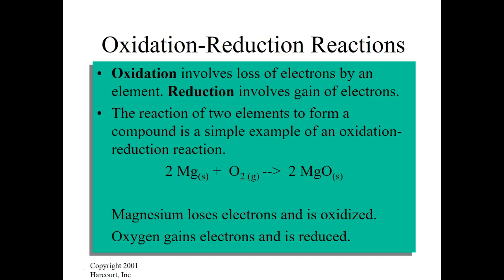Redox is the short name for oxidation and reduction. Oxidation means you're losing electrons. Reduction means you're gaining electrons. So oxidation means it's going to become more positive with the oxidation number, the little charge number up top. Reduction means you're going to become more negative.